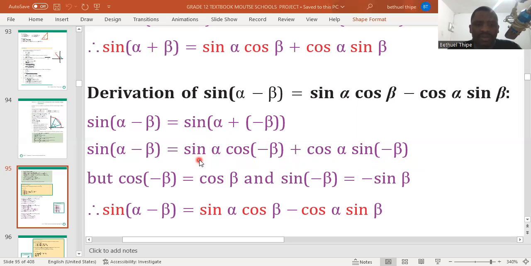Sine alternates, that is why I have sine here, cos, sine. Having said that, we have to address this negative here. Cos is always even, that is why we have positive. Sine is always odd, that is why we have negative here.